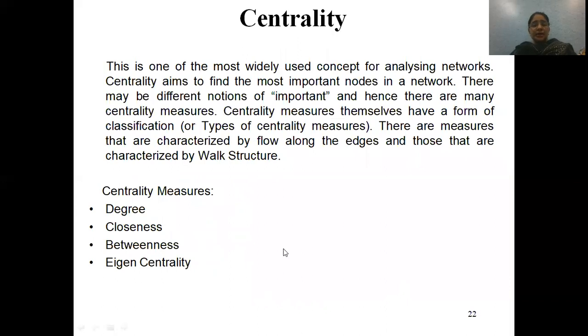Now come to centrality, which is a very, very important measure for social network analysis. With the help of centrality, we can identify the most influential node in the social network. It has these measures: the degree, closeness, betweenness, and eigenvector centrality.